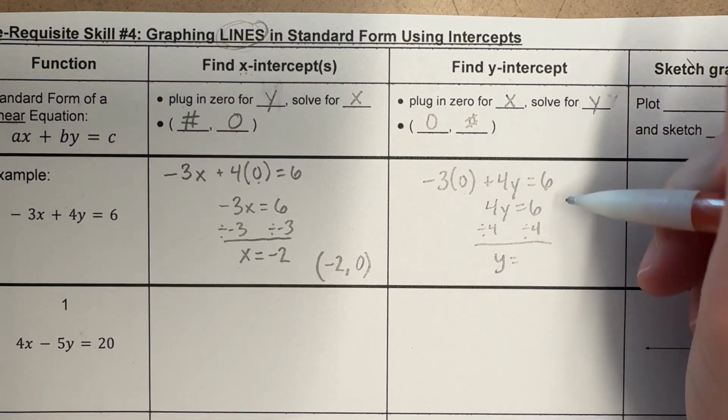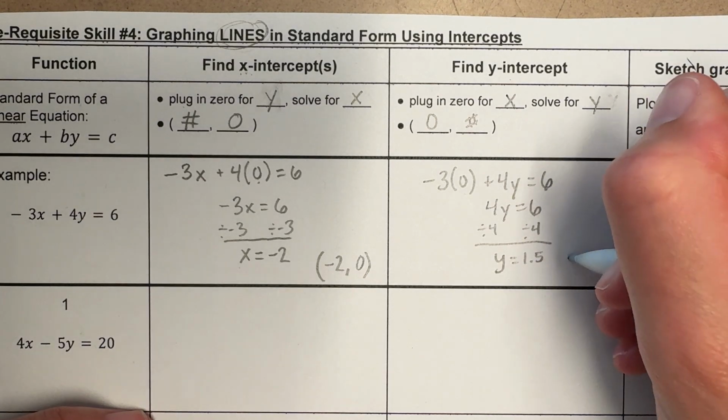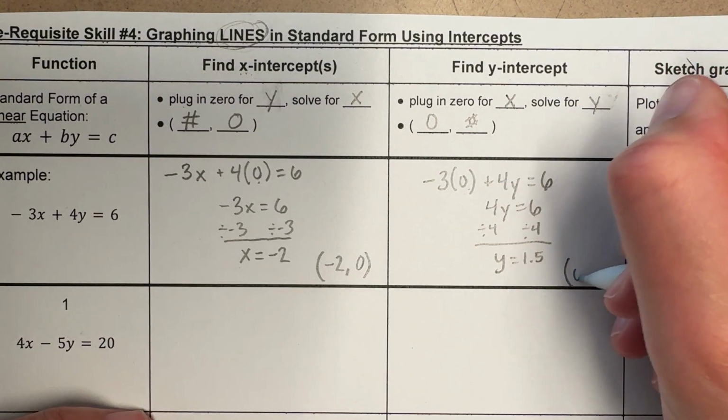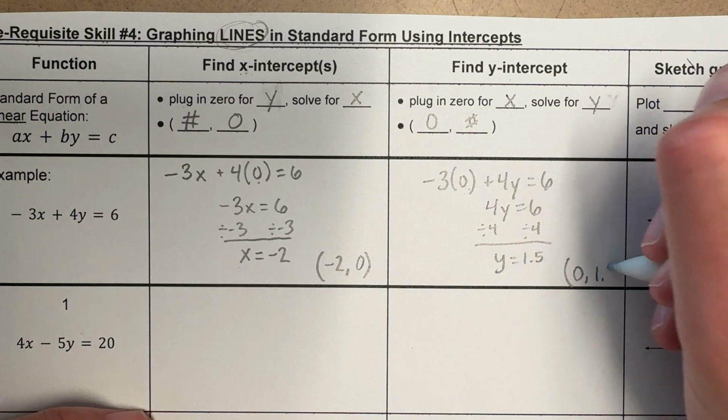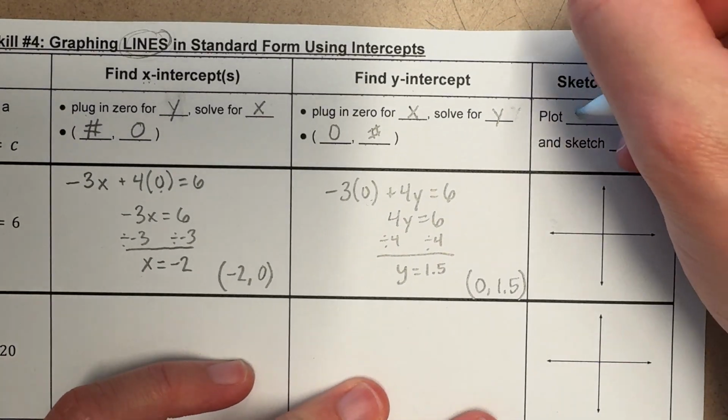I'm going to divide by 4. And in this case, you can use your calculator here, it's not a big deal. 6 divided by 4 is 1.5. And so what I have is the point where x is 0, I plugged in 0 for x, and I got 1.5 for y.